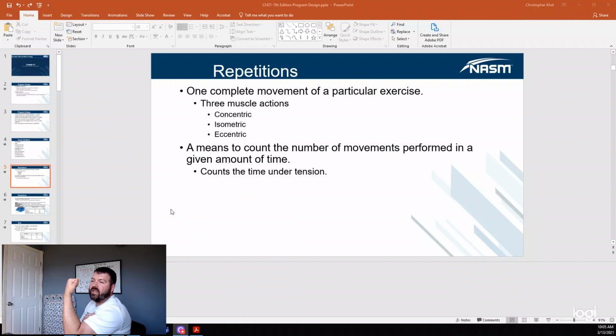And then the isometric is me holding it at the top part, where there's no motion happening, but it's still under stress. And then the eccentric is the lengthening of that muscle, usually the lowering phase. The eccentric is underplayed. The eccentric component is very, very important.